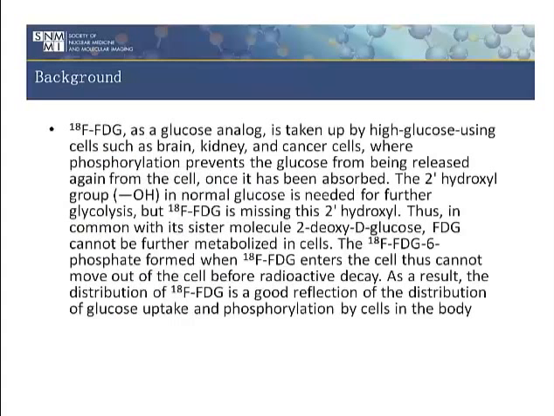So FDG is a glucose analog taken up by high glucose using cells, the brain, kidney, and cancer cells, where phosphorylation prevents the glucose from being released again from the cell once it has been reabsorbed. That is the key to FDG imaging. It gets trapped once it's phosphorylated into the cell and it cannot come back out. Like I said, FDG cannot be further metabolized.